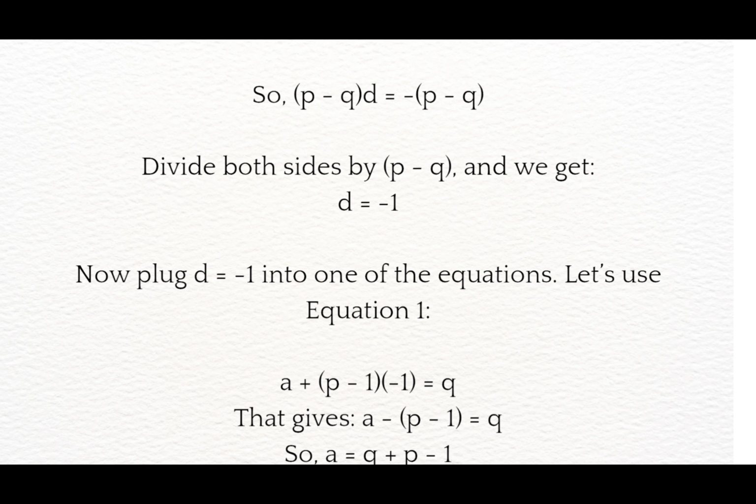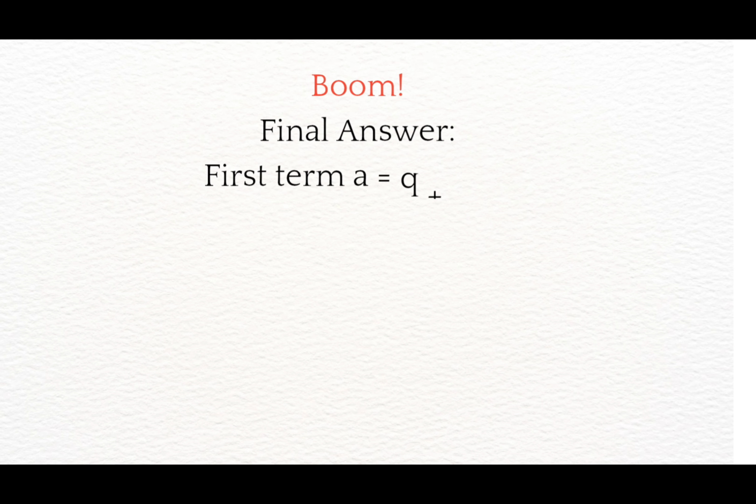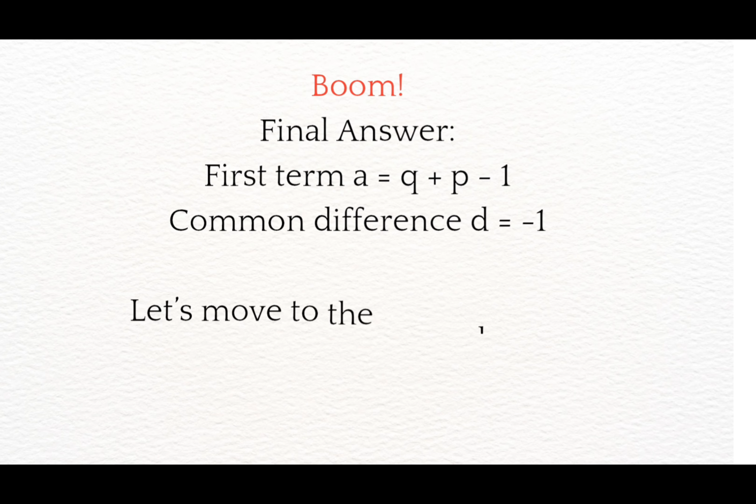We're substituting to find our missing a, the first term. That gives a - (p-1) = q. So a = q + (p-1). And there we have it, our first term. Boom, final answer: first term a = q + p - 1. Common difference d = -1.